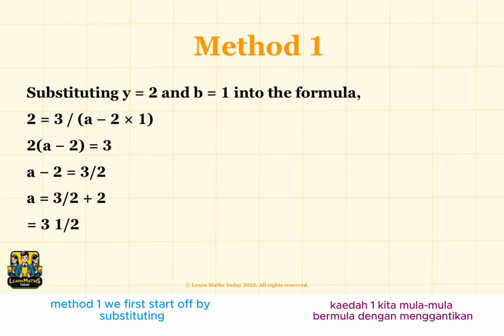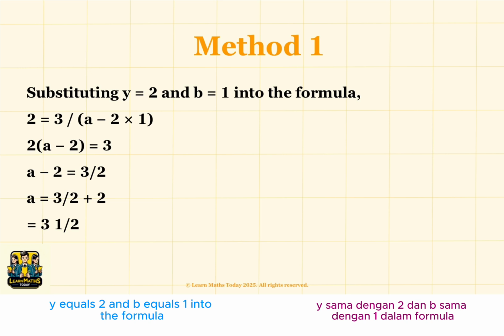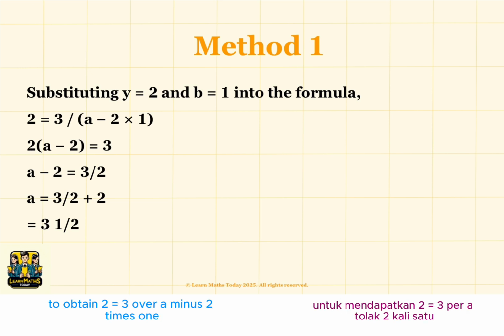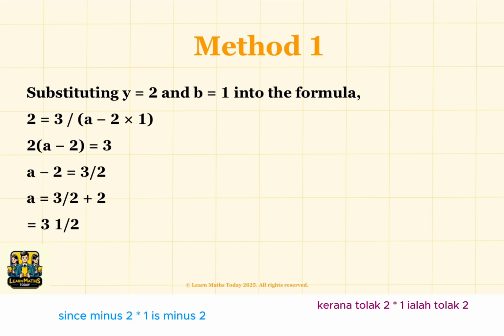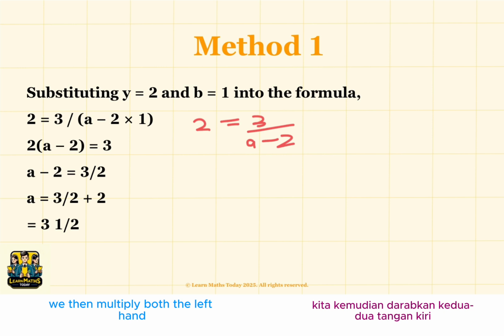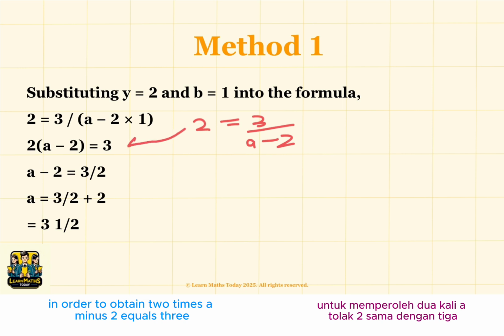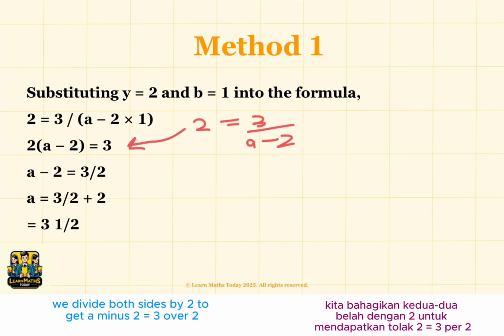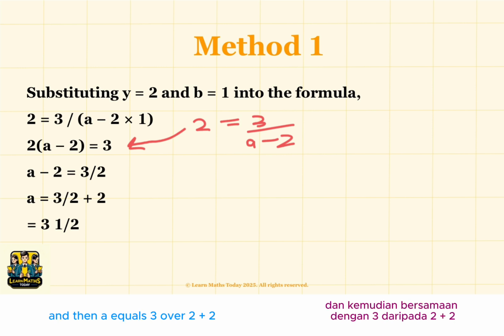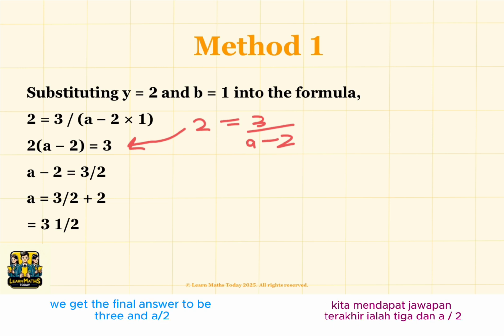Method 1. We first start off by substituting y equals 2 and b equals 1 into the formula to obtain 2 equals 3 over a minus 2 times 1. Since minus 2 times 1 is minus 2, we get 2 equals 3 over a minus 2. We then multiply both the left-hand side and the right-hand side of the equation by a minus 2 in order to obtain 2 times a minus 2 equals 3. Then we divide both sides by 2 to get a minus 2 equals 3 over 2. And then a equals 3 over 2 plus 2, and through addition, we get the final answer to be 3.5.